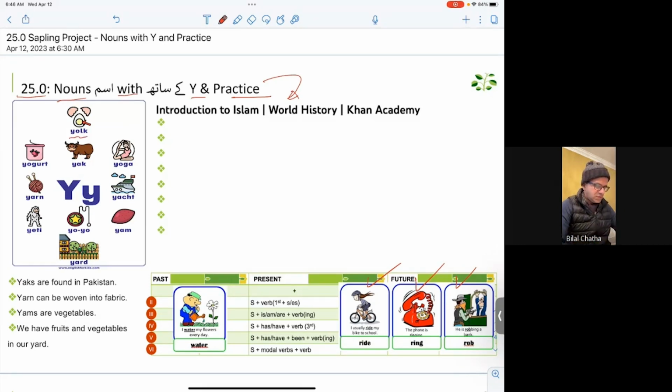Shazia, you want to start us? What's our first noun? Yolk. What does it mean in Urdu? It means ande ki zardi in Urdu. So it's the yellow part inside the egg, right?